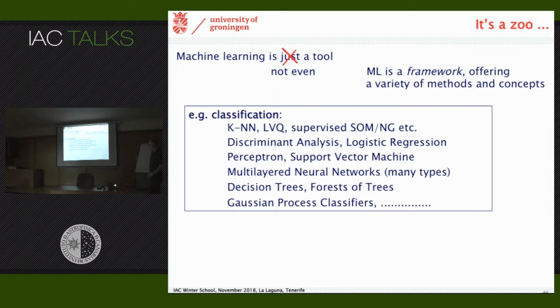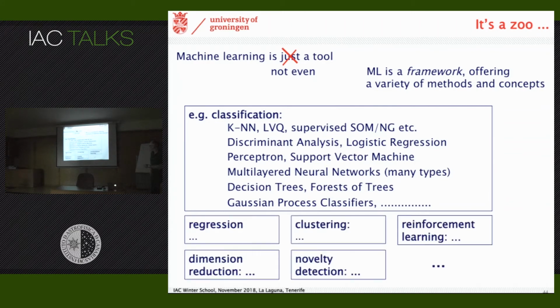Normally it's not. If you think of classification, already in this school you have seen so many different schemes that you can use. K-nearest neighbor, LVQ, supervised self-organizing map. You haven't seen that, but it exists. Discriminant analysis, logistic regression, perceptron, support vector machine, and so on. There are so many different schemes. Forests of trees, decision trees. And the same is true for regression, for clustering, for dimension reduction, for novelty detection, for reinforcement learning, which we didn't discuss at all here.